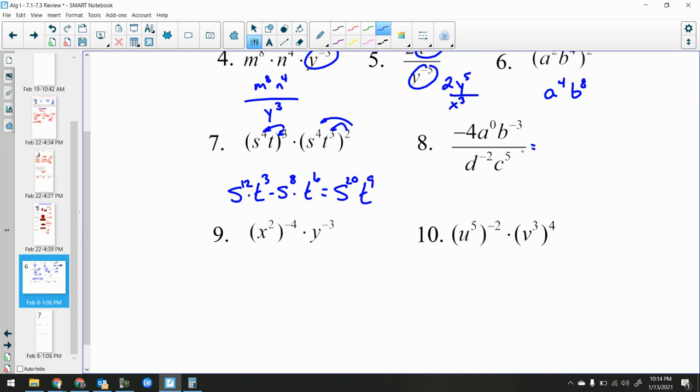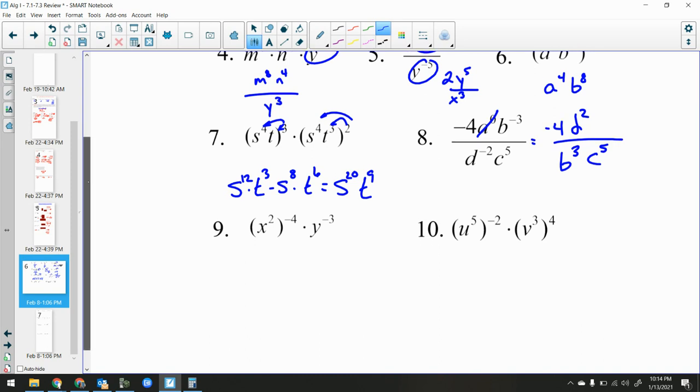All right, let's take a look at this last one here. Or not, sorry, number 8. Negative 4, the a goes away because it's raised to the 0th power. The b goes down into the denominator and becomes positive. The d goes into the numerator and becomes positive. And the c stays in the denominator. You don't move the negative 4 because the negative is the value, not the exponent for that one.